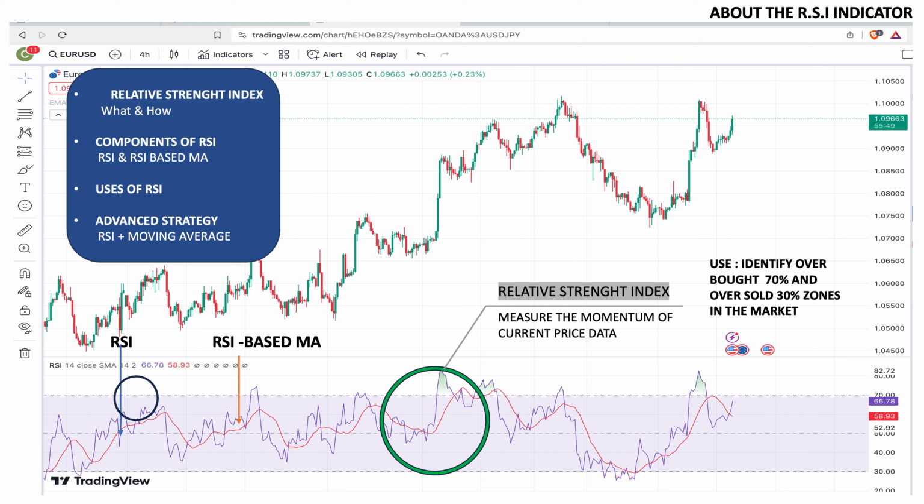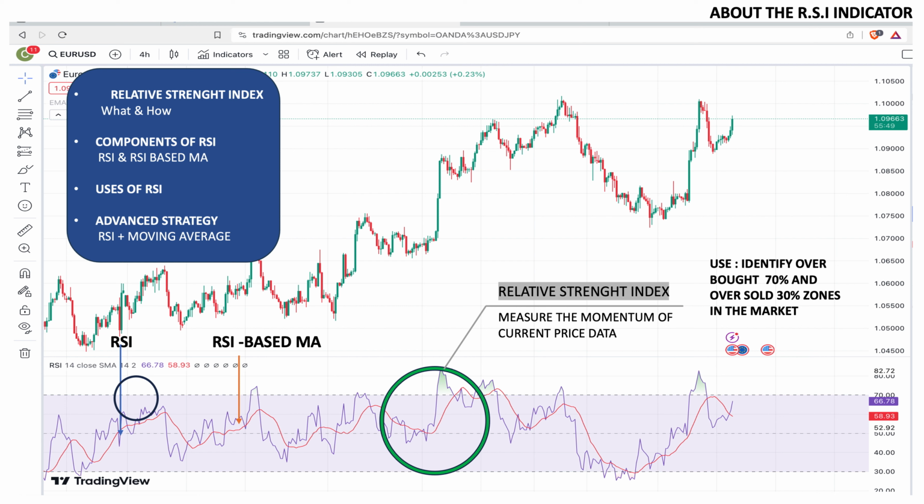Now, the components of an RSI. We have the RSI, which is the blue line on the image here, and we have the RSI-based MA, which is the red line, which is a moving average on the momentum of the RSI. So it makes it a lot easier for you to understand the direction of the market, because like I said, the moving average gives you an idea towards the direction of the market.